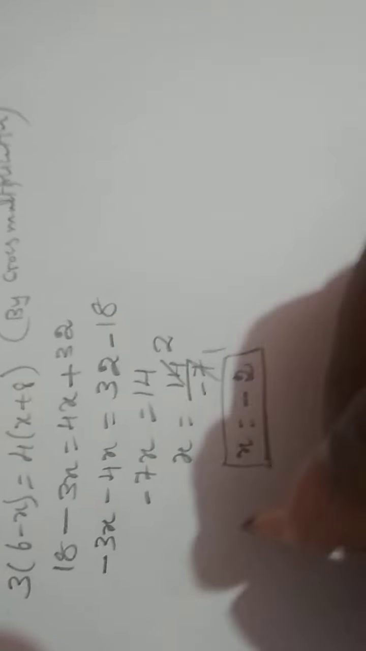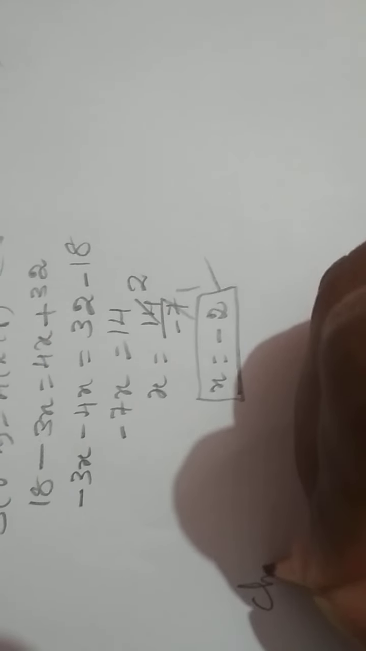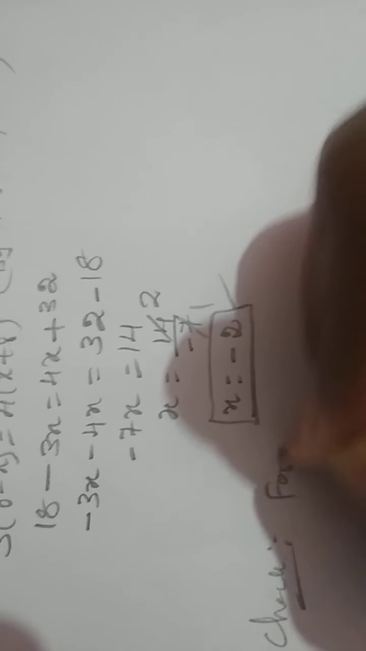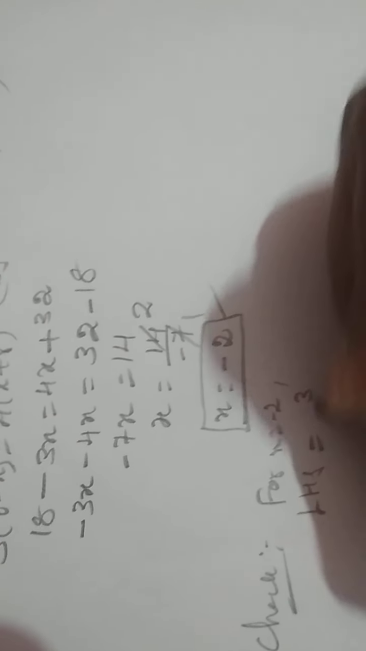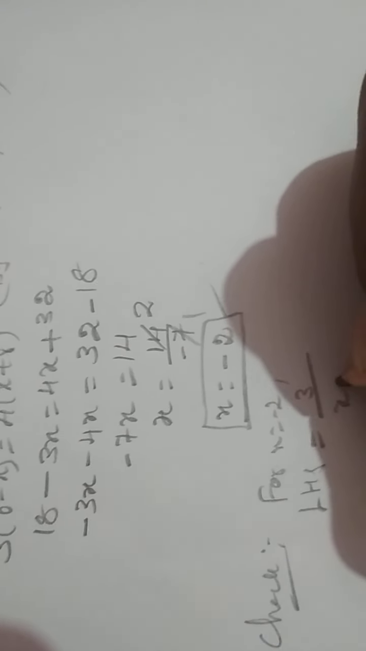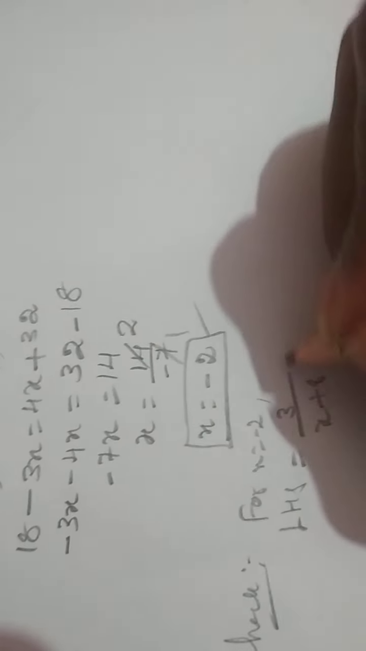Next we check whether the solution is correct or not. Check for x = -2. LHS is equal to 3/(x + 8). So we substitute the x value.